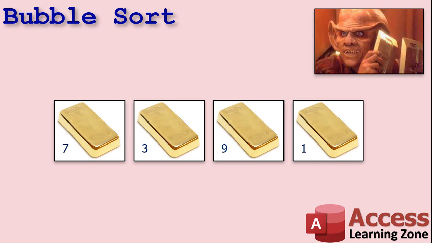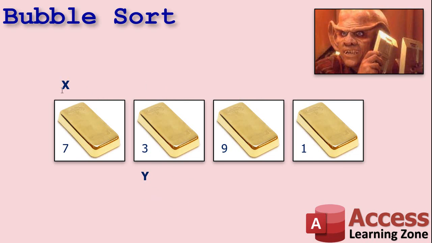Now, with a bubble sort, you use 2 loops, an X and a Y loop. X is going to run from 1, the first item, to the second from the last item. And Y is going to run from the second item to the last item. Y is the inner loop, X is the outer loop.